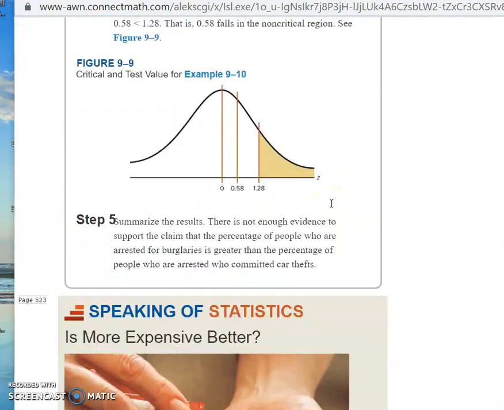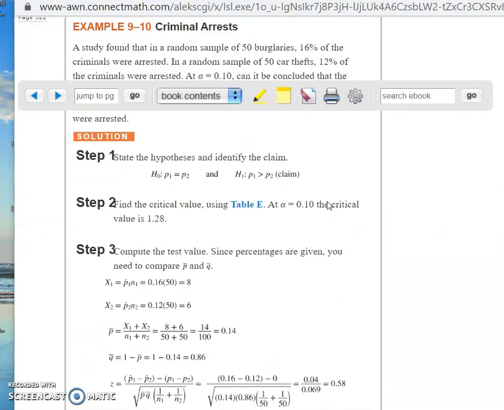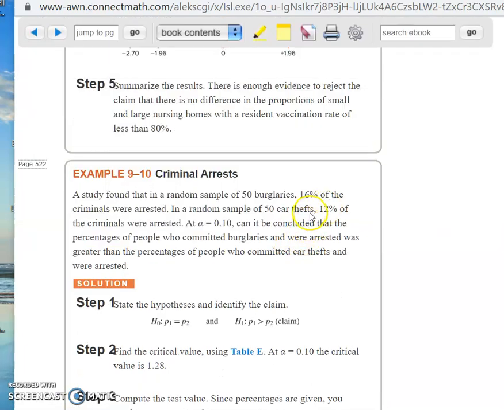So change this to make it more interesting to yourself. Let's say that instead of being arrested, maybe it's 16% versus 12% of something else. 16% of the people who took the sugar pill got sick, and 12% of the people that took the medication didn't get sick. Whatever you're interested in, it's the same exact analysis.